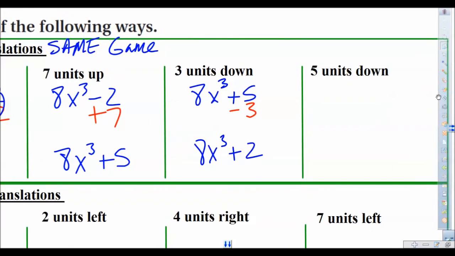Last example here, 5 down, still looking at 8x cubed plus 5. 5 down, now we're subtracting 5. And notice once again those cancel out and we're left with just simply 8x cubed.